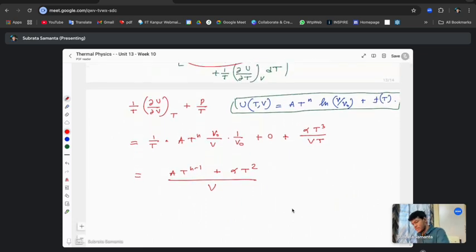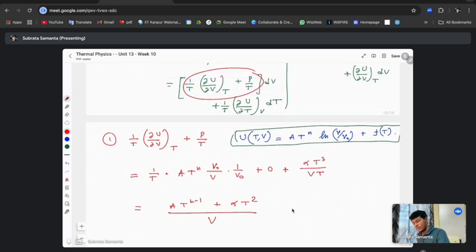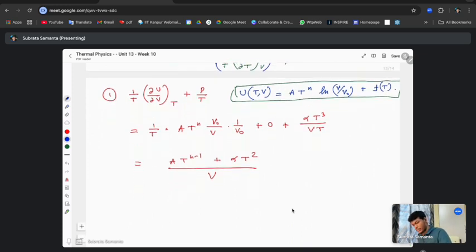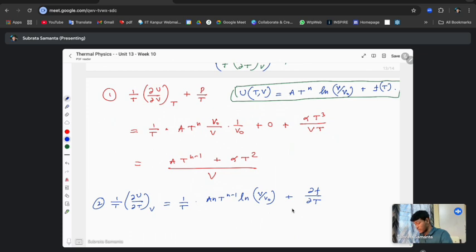Okay, so this is the first thing, and now next the second one. This one, 1 over T (∂u/∂T) at constant V. So this is basically 1 over T, so A T to the power n minus 1 n ln(V/V naught) plus ∂f/∂T, because f is a function of T, right? That's it.